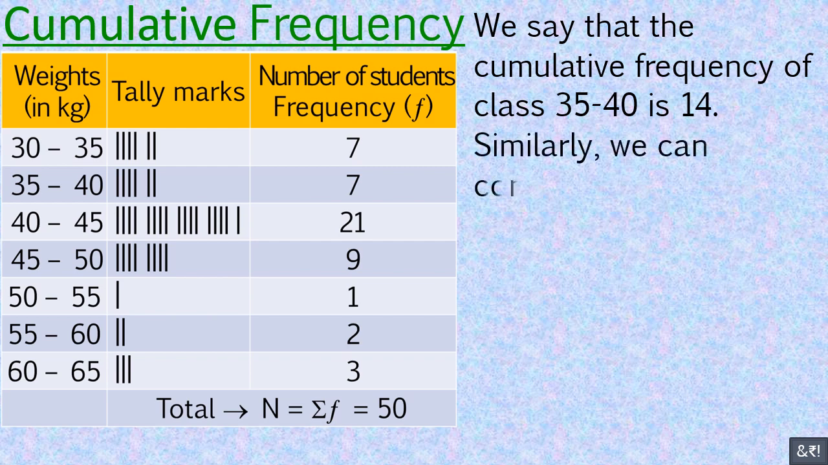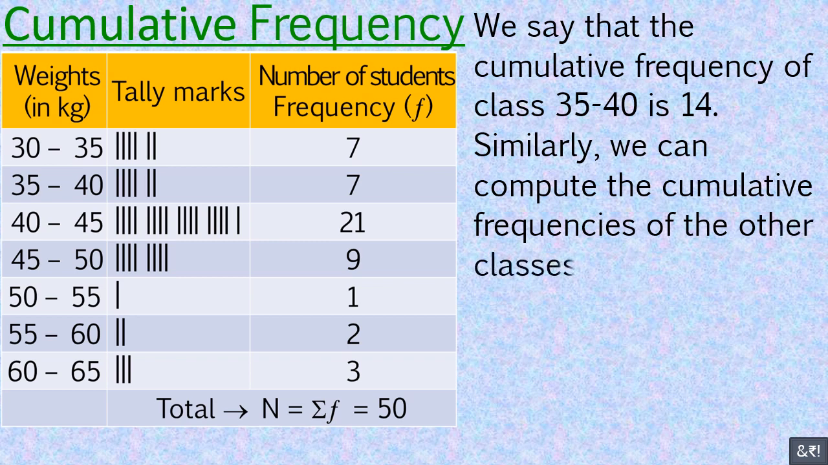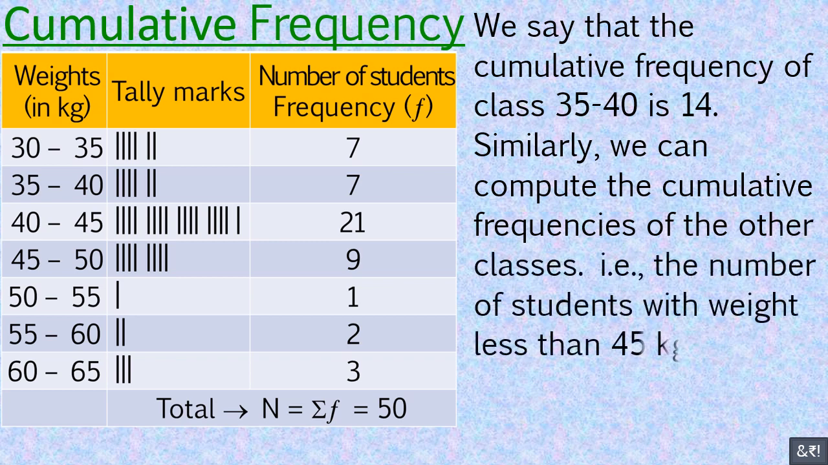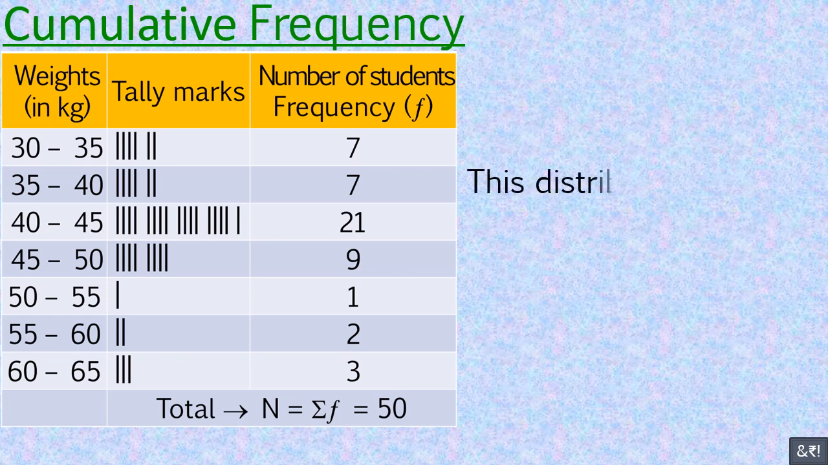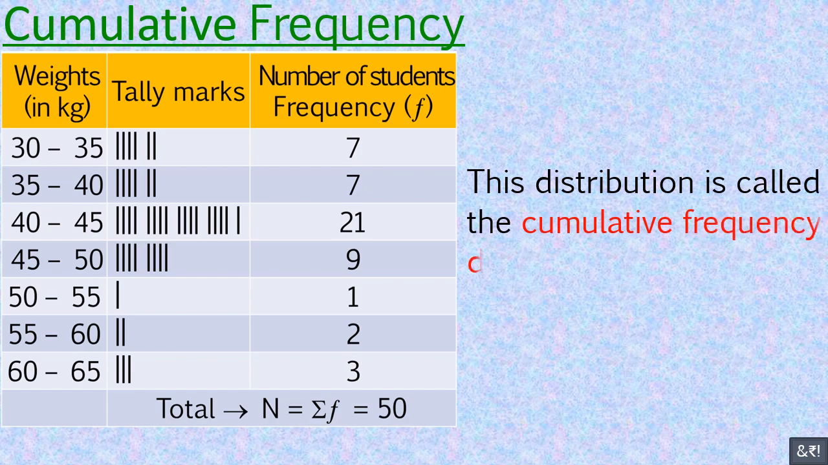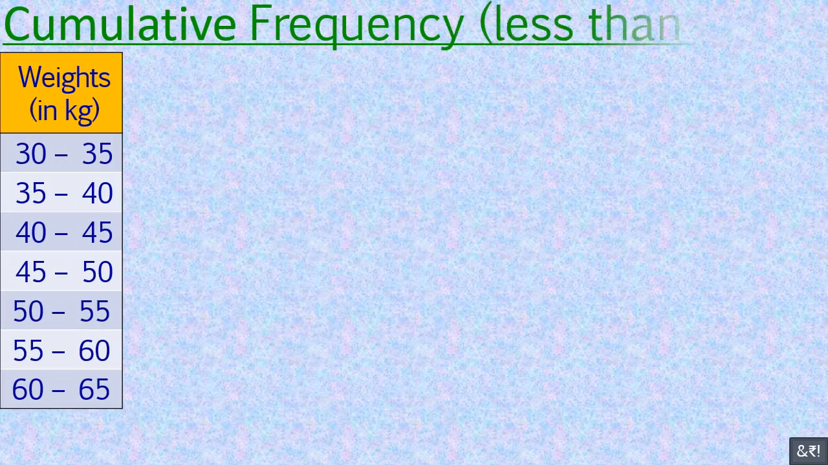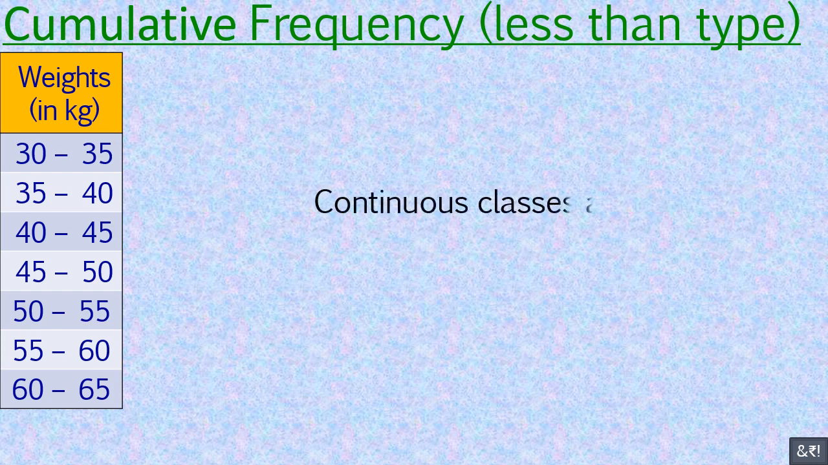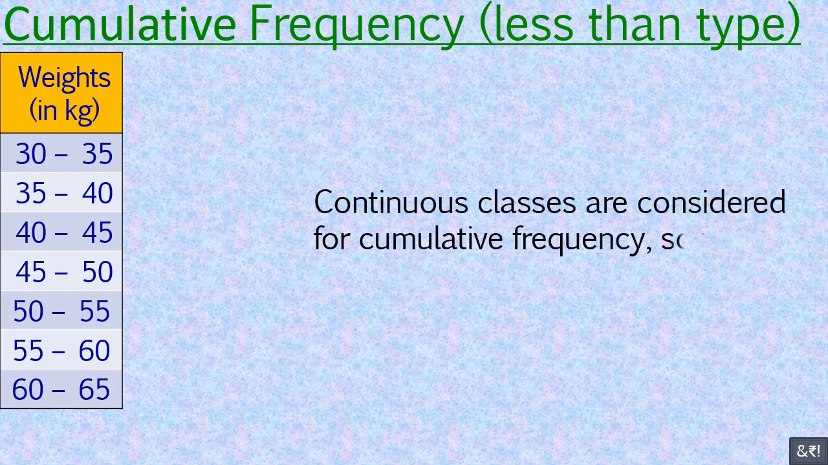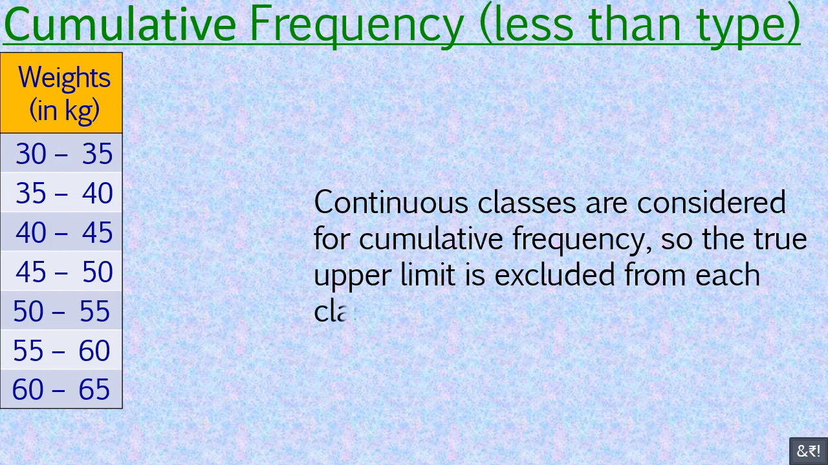Similarly, we can compute the cumulative frequencies of the other classes. That is, the number of students with weight less than 45 kg, less than 50 kg, etc., and up to less than 65 kg. This distribution is called the cumulative frequency distribution of the less than type. Cumulative frequency, less than type. Continuous classes are considered for cumulative frequency, so the true upper limit is excluded from each class.